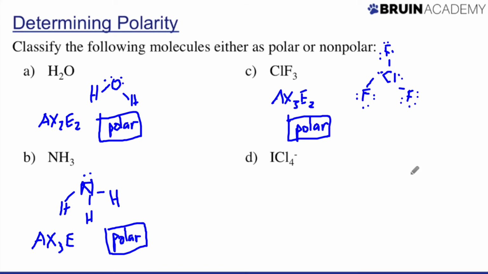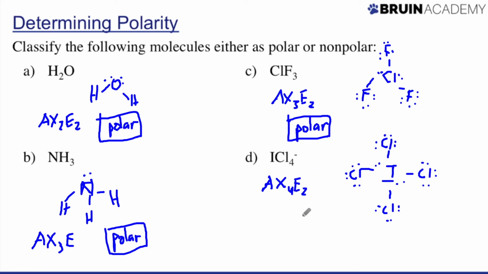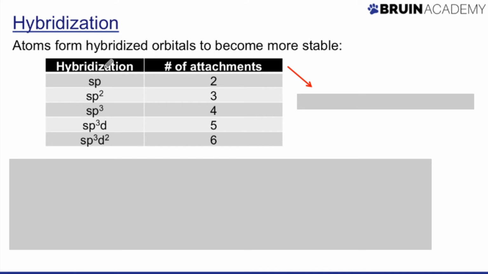And then finally, this guy, if you remember, it had 4 Cl's attached with lone pairs around each one. And then 2 lone pairs on that I, which means that it was AX4E2, which is linear, is symmetrical, and therefore nonpolar. Because only in this situation do the dipoles cancel. All right. So the last thing we'll talk about is hybridization.